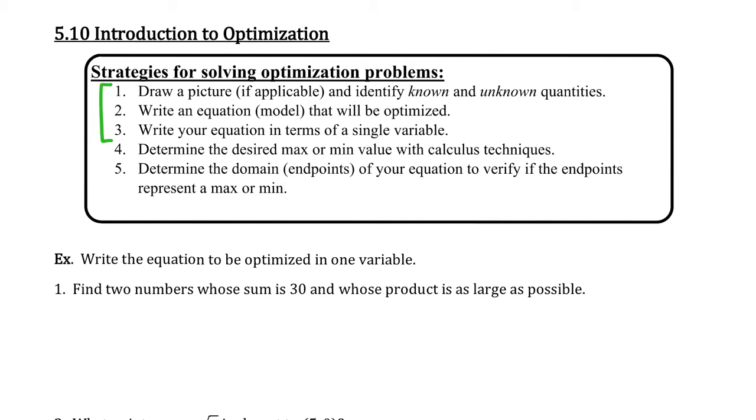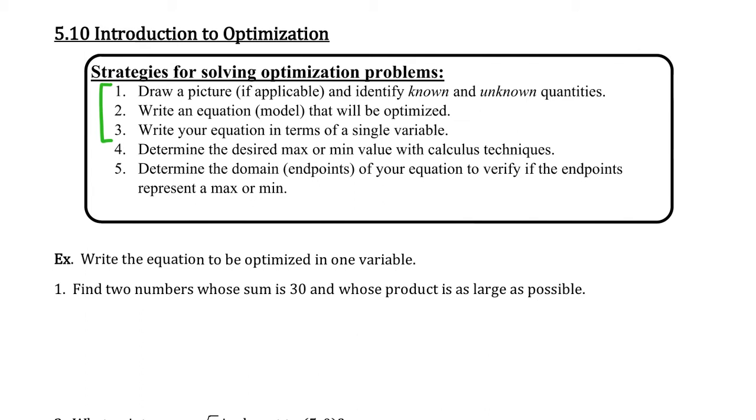Okay, optimization means given certain restraints, you're trying to make some value the most maximum or the most minimum, depending on if you're trying to save money or not save money, depending on the situation. So we're going to draw a picture, if it's applicable, identify known and unknown quantities, write an equation that will be optimized, and then write your equation in terms of a single variable. After that, we will pause and finish next class.